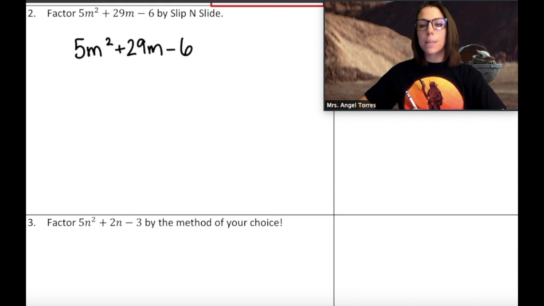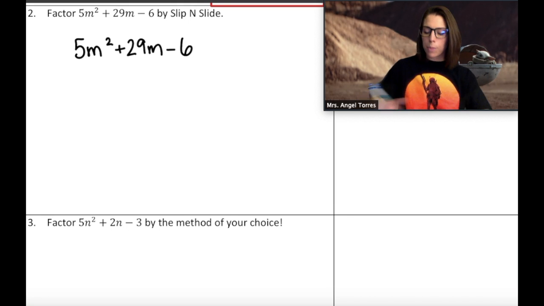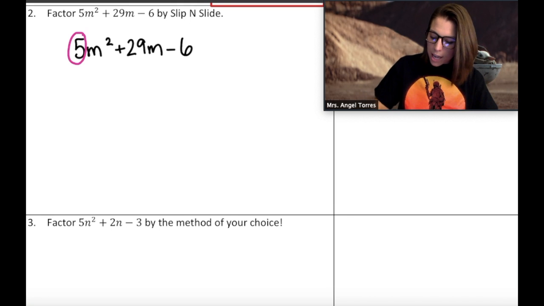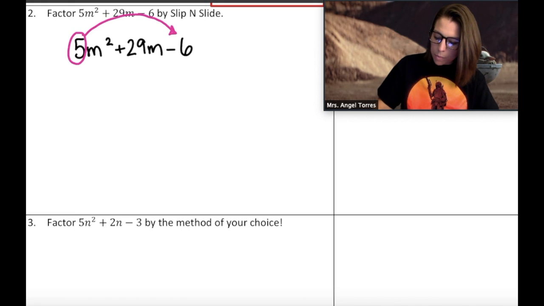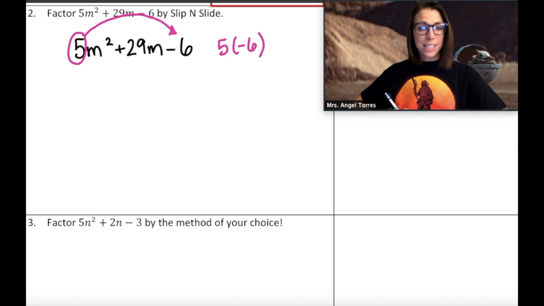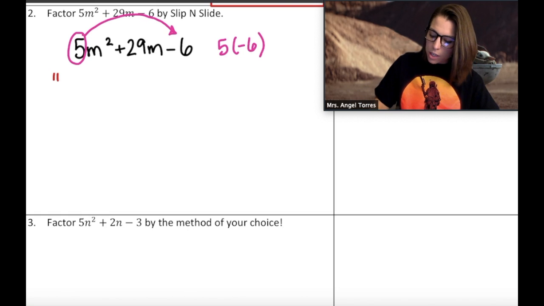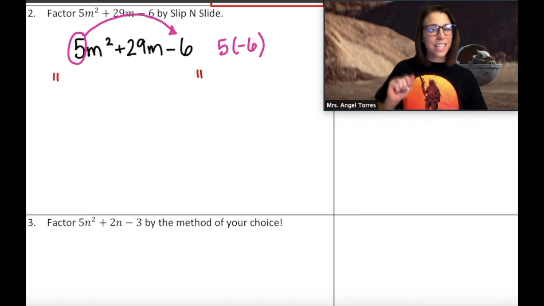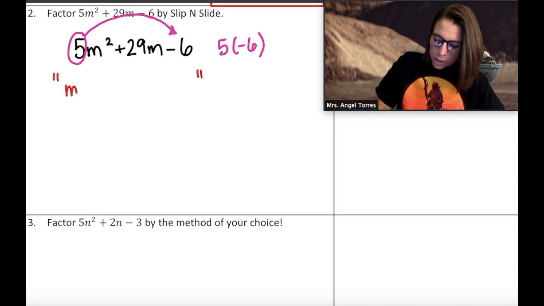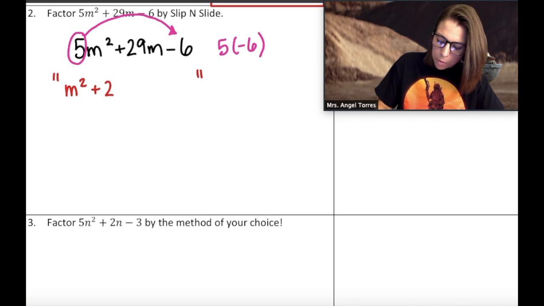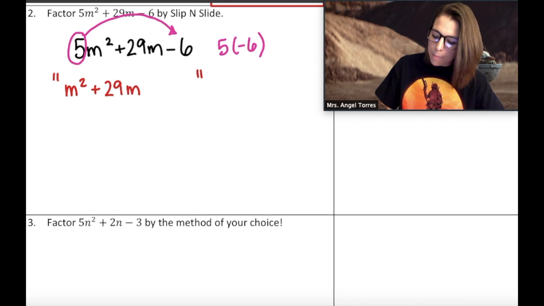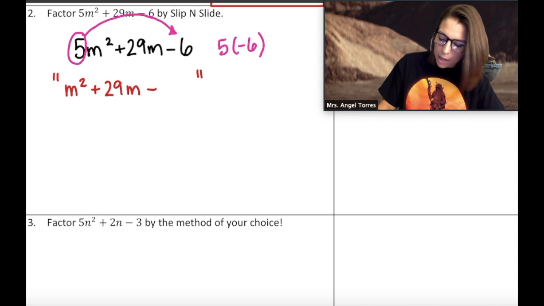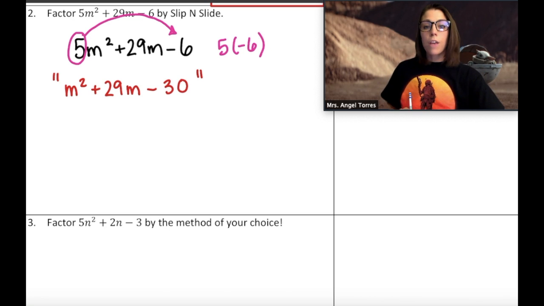And the first step in slip and slide is to slip. We're going to grab the leading coefficient and slip it on down to the last term, multiplying 5 and negative 6. We have now changed the value of this expression, so I like to put it in quotations to note that this is no longer an equivalent expression. We're just going to use it to continue our factoring. So our alternate universe expression here would be m squared plus 29m, and then after flipping that down, this now becomes a minus 30. From here, we can play our P's and Q's game.